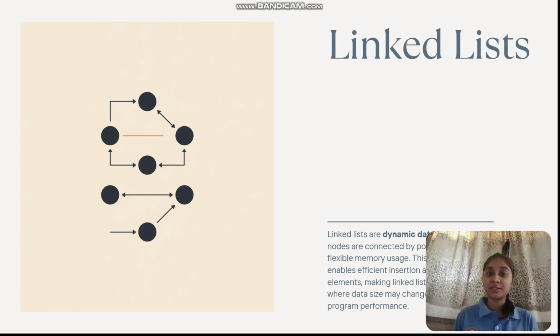A good real-life example of a linked list is a train with multiple coaches. Each coach is connected to the next one, forming a chain. If a new coach needs to be added, it can simply be attached to the train without reorganizing the entire structure. This flexibility makes linked lists useful in applications where data frequently changes or needs to be inserted or removed.